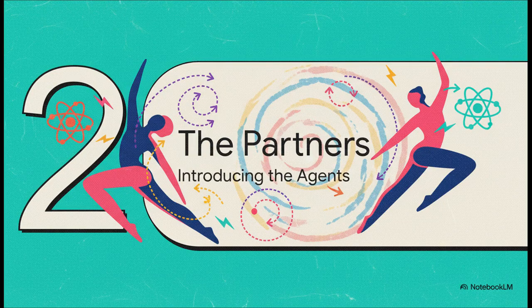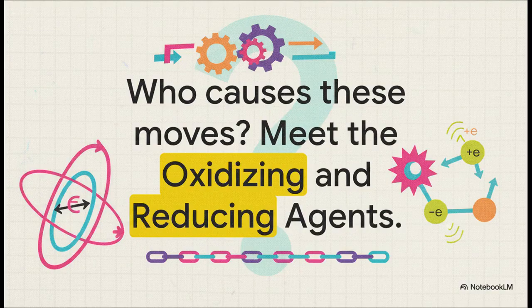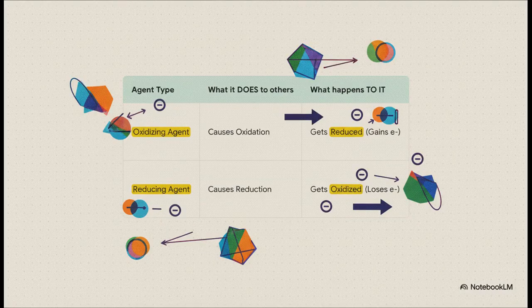All right, so we've got the moves down. Now, who are the partners that are leading this dance? Well, for that, we need to meet the agents. Now, I'll admit, this is where the terminology can sometimes trip people up. But stick with me, because it's actually super logical. Every single redox reaction has two main players: an oxidizing agent and a reducing agent. Here's the trick. An agent's name tells you what it does to the other guy. So an oxidizing agent causes something else to be oxidized. A reducing agent causes something else to be reduced.